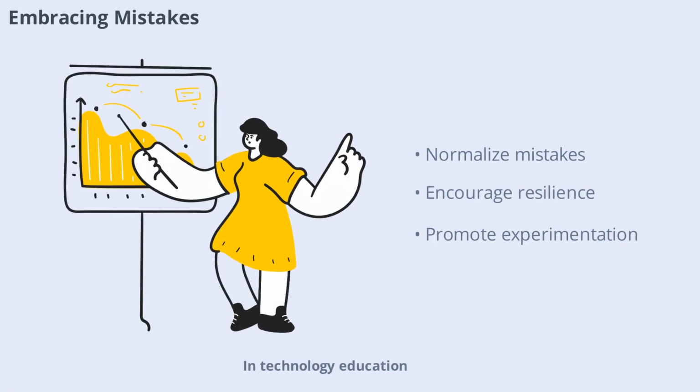In technology education, mistakes are not failures, they are opportunities to learn and grow. Teachers should encourage students to view errors as valuable feedback rather than setbacks. By normalizing mistakes and discussing them openly, educators help students develop resilience and problem-solving skills. This approach reduces anxiety and fosters a culture of experimentation, where innovation can truly flourish.